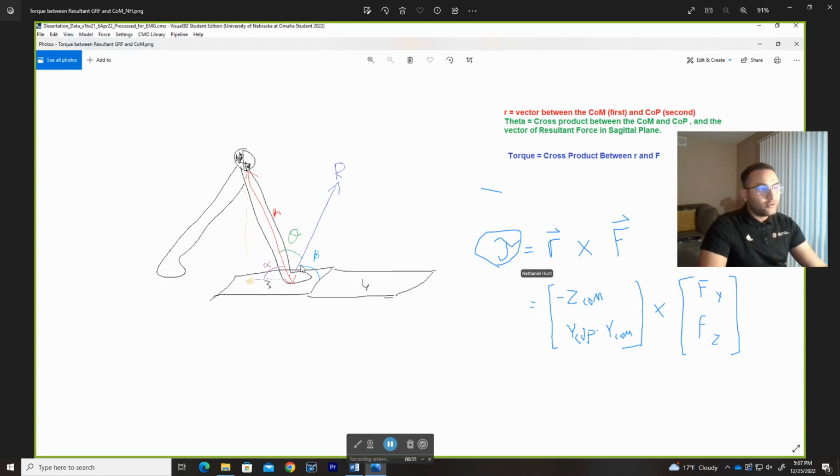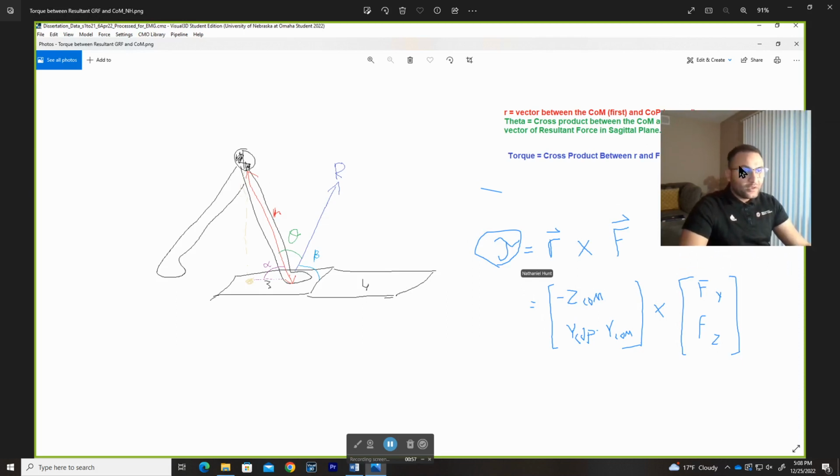So in the sagittal plane, you need to only extract the ground reaction force vector in the sagittal plane, so you only extract the y and z values. And then in the R vector, you also only extract the y and the z value of the vector between the center of mass and center of pressure.